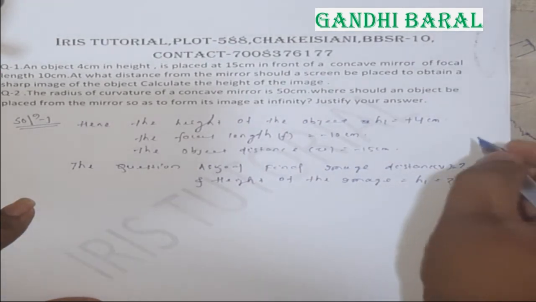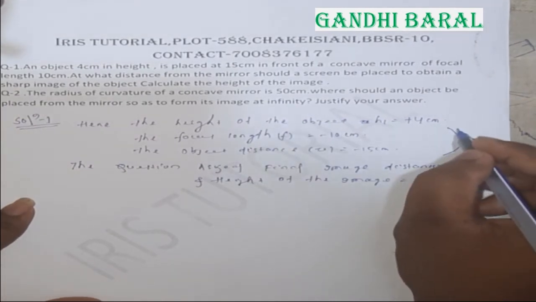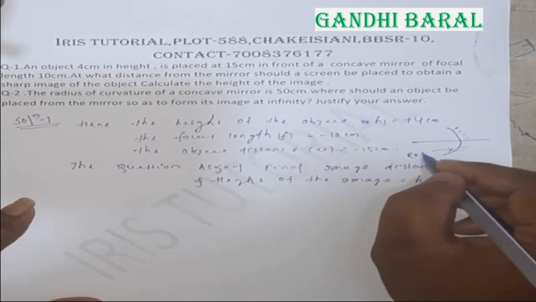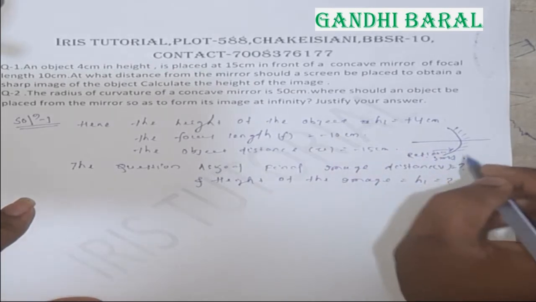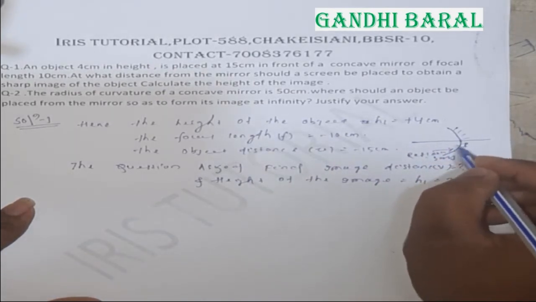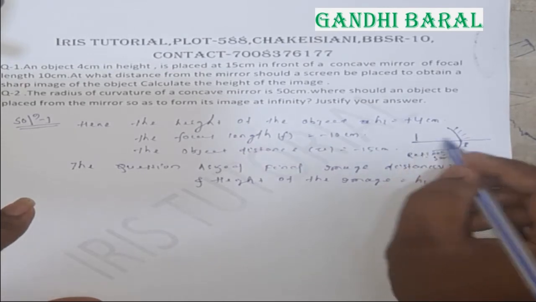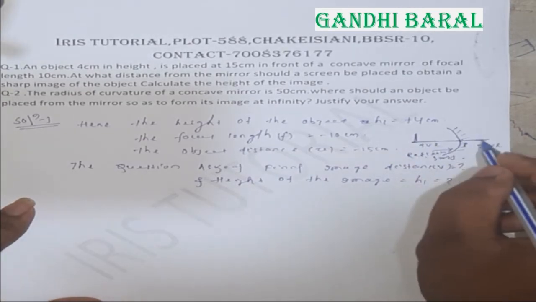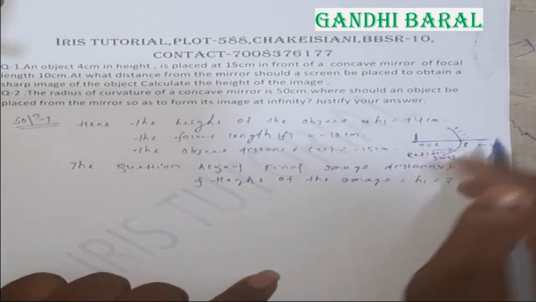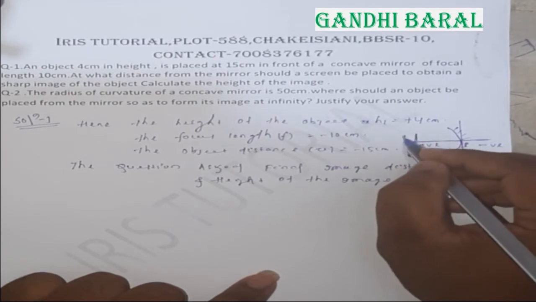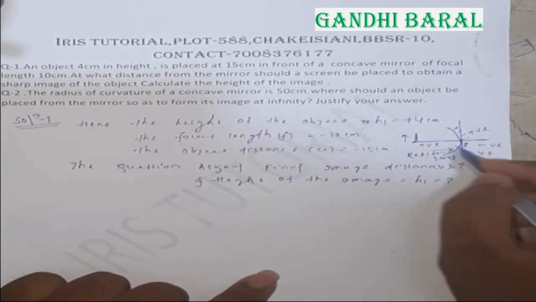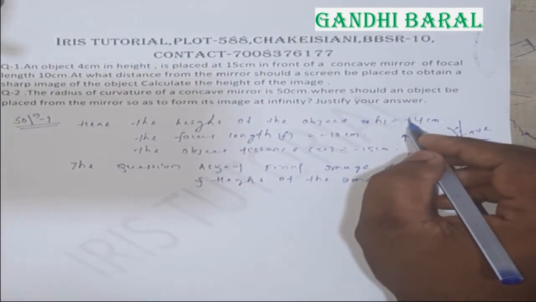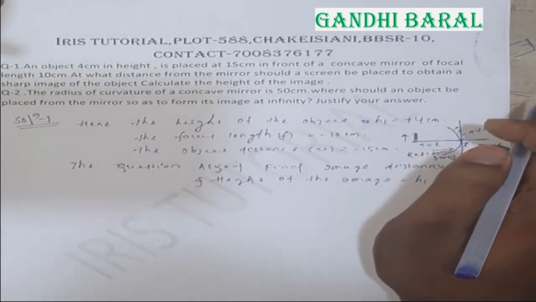Although this is a concave mirror and this is your reflecting surface, this is your pole P. If the object stands in front of the mirror, this side is positive and this side is negative. So the object height, in this direction, is positive. In this way we take the height of the object as positive 4. Okay students, now we'll discuss the next steps.